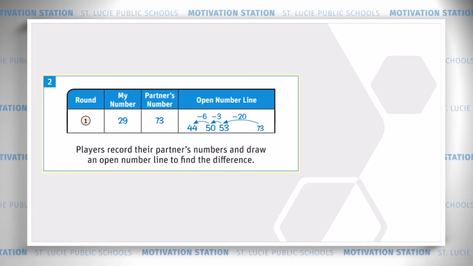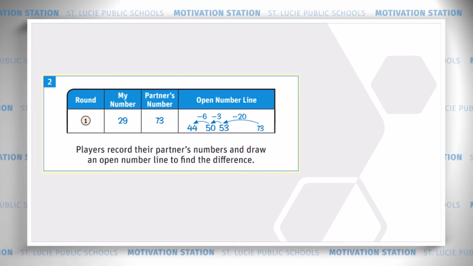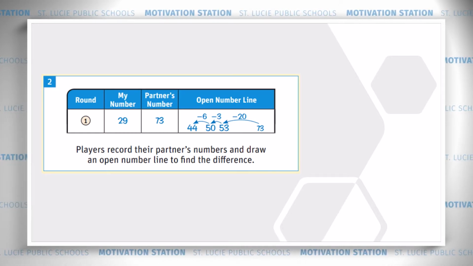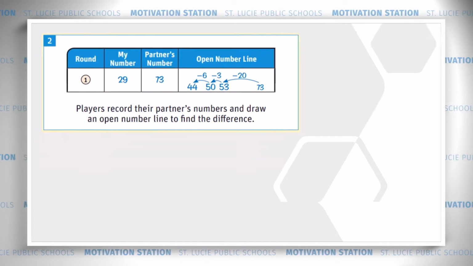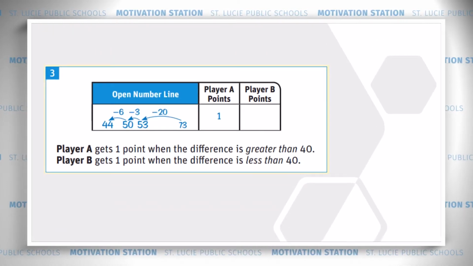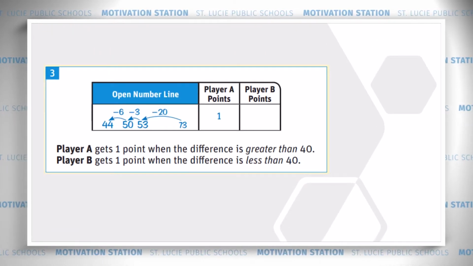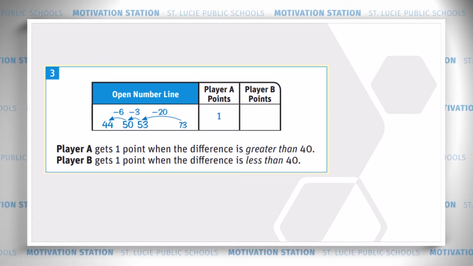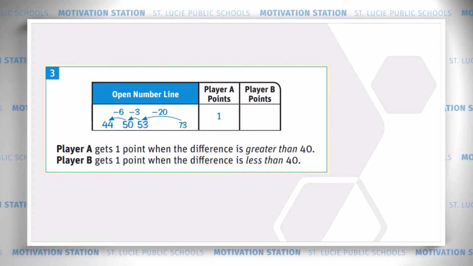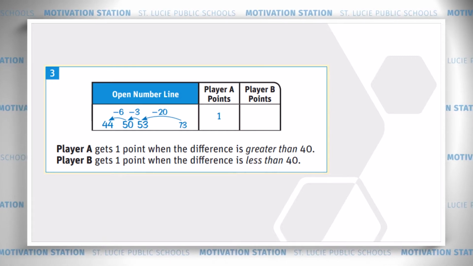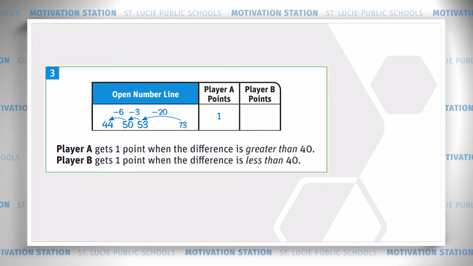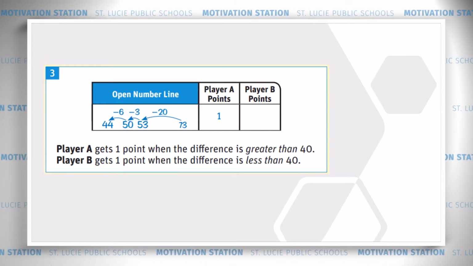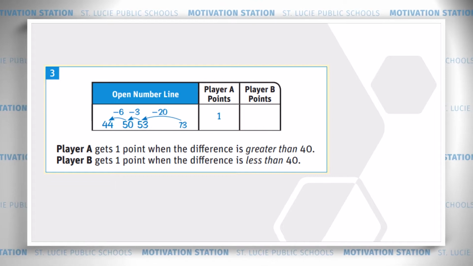Then you share what your recorded number is, and you draw an open number line to find the difference. After you've solved your equation, you determine who gets the points. Player A gets a point when the difference is greater than 40. Player B gets 1 point when the difference is less than 40. If the difference is 40 exactly, both players get a point.